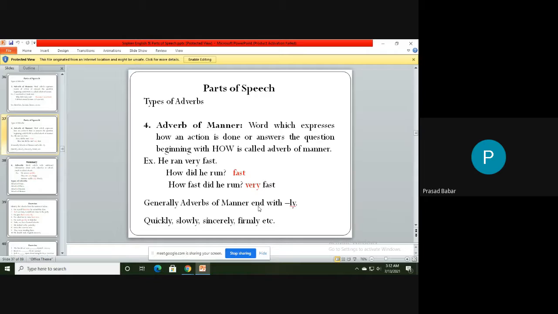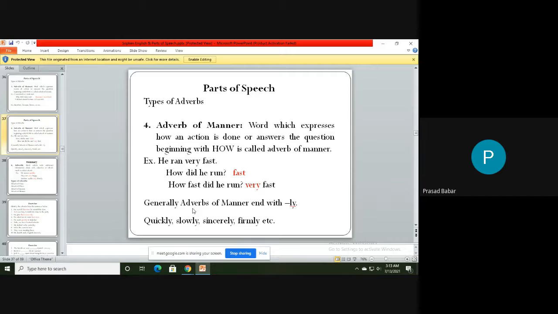And if we ask another question to this sentence, how fast did he run? Then it will also give another answer, and that is very fast. Here, very is also the adverb of manner. So, fast and very: in this example, two adverbs of manner come together. So, he ran very fast. In this example, very fast is the adverb of manner.